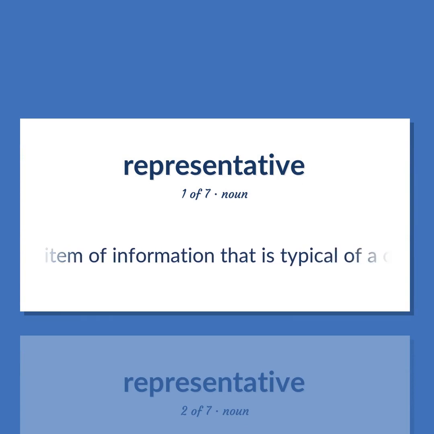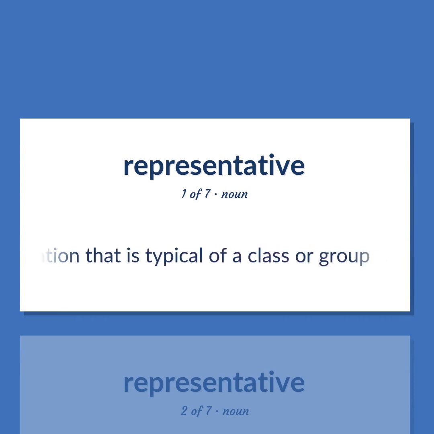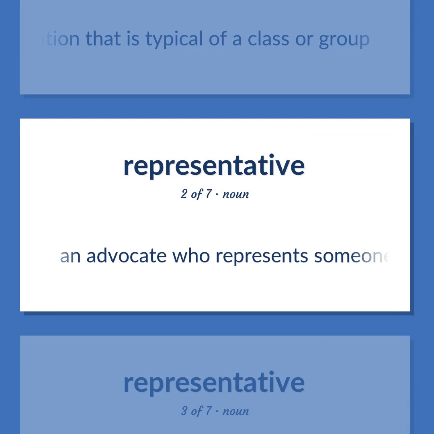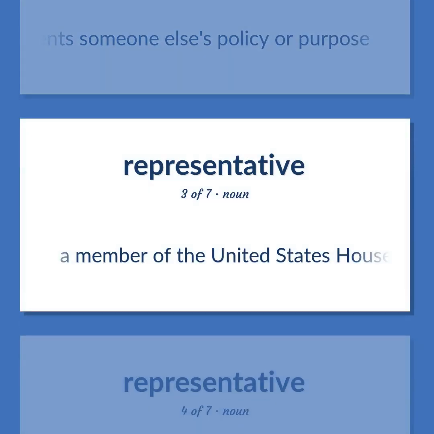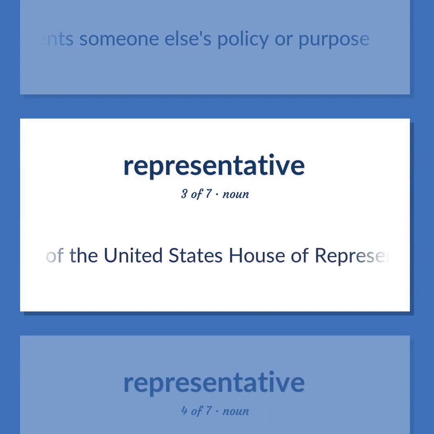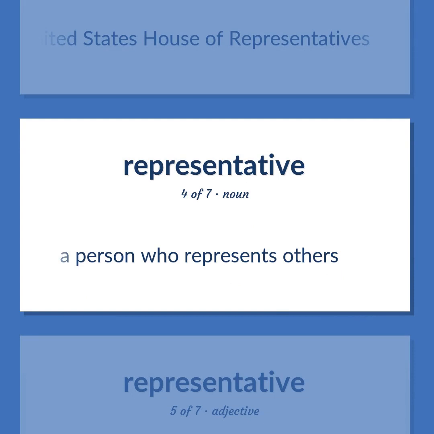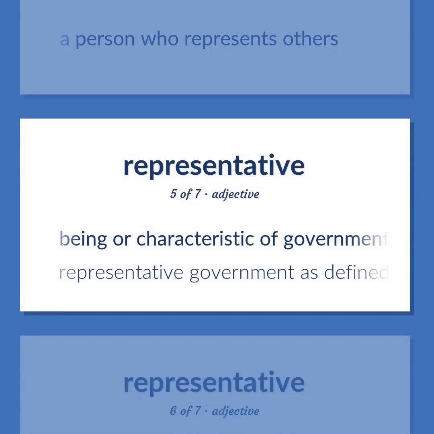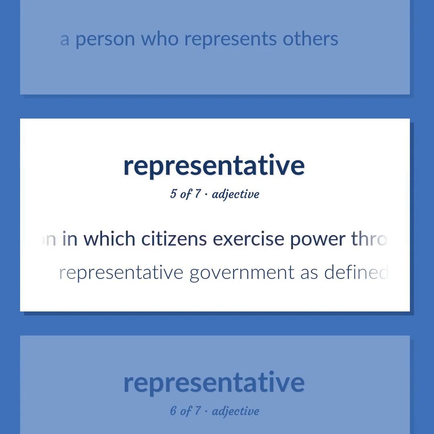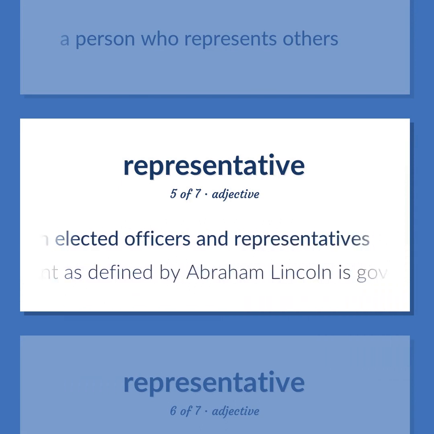An item of information that is typical of a class or group. An advocate who represents someone else's policy or purpose. A member of the United States House of Representatives. A person who represents others. Being or characteristic of government by representation in which citizens exercise power through elected officers and representatives. Representative government is defined by Abraham Lincoln as government of the people, by the people, for the people.